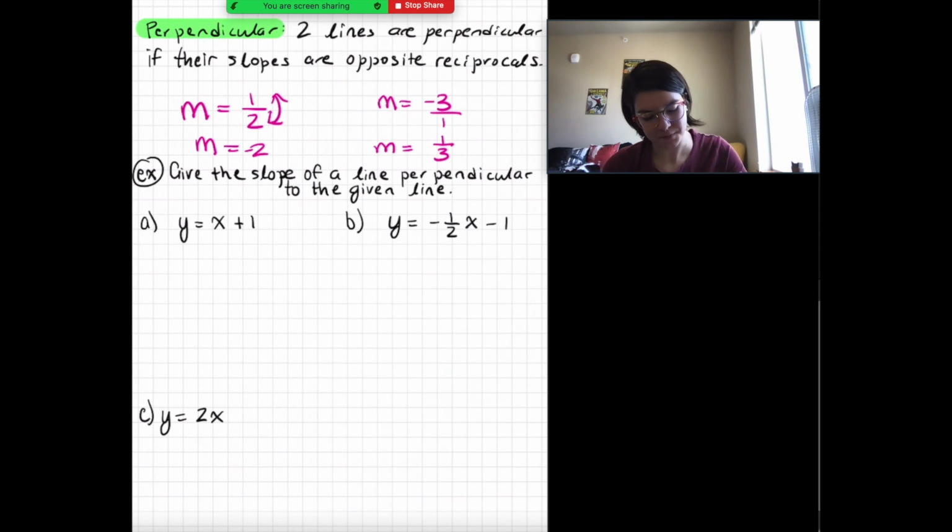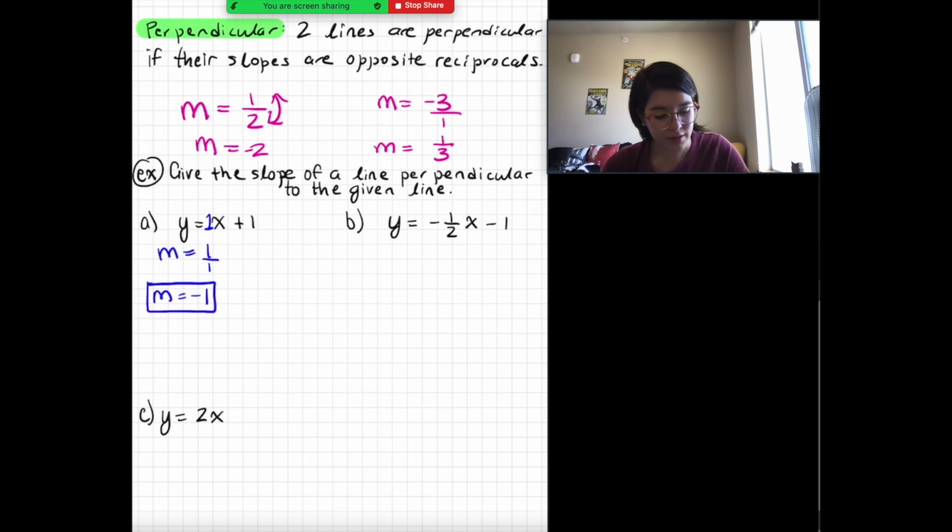So let's look at these examples. We have to find the slope of the line perpendicular to the line we're given. So in A, we're given the line y equals x plus 1. And we know there's technically a 1 implied in front of this x. So that means our slope would be 1. Now the opposite reciprocal of 1, if you remember, 1 is technically 1/1. So we got to flip that. So 1/1 flipped is still 1/1, or 1. And then we make it negative. So this would be the slope of a line perpendicular to y equals x plus 1.